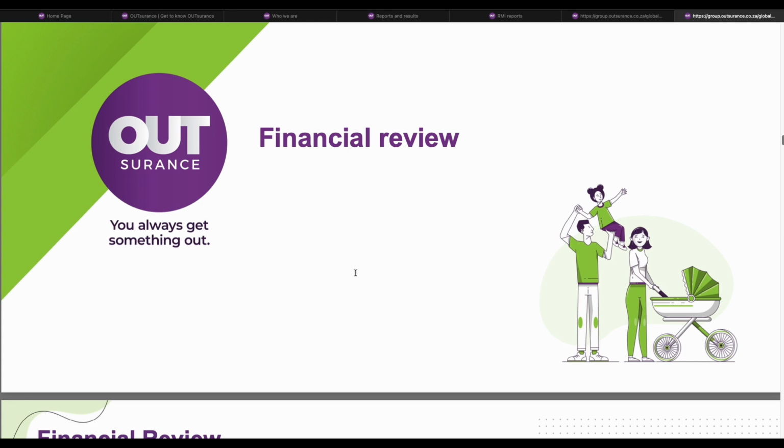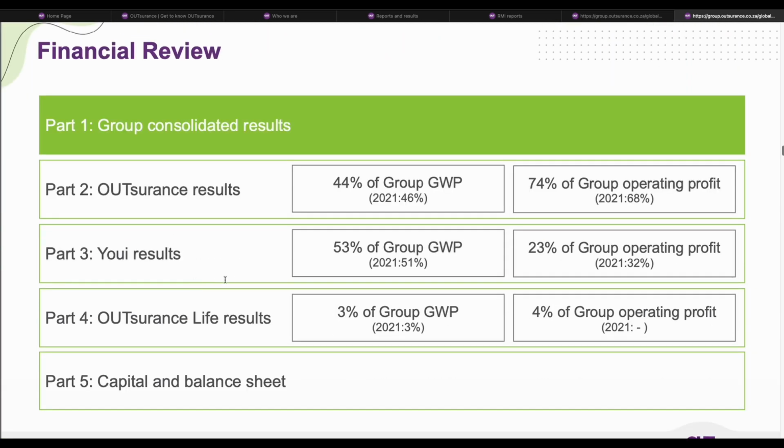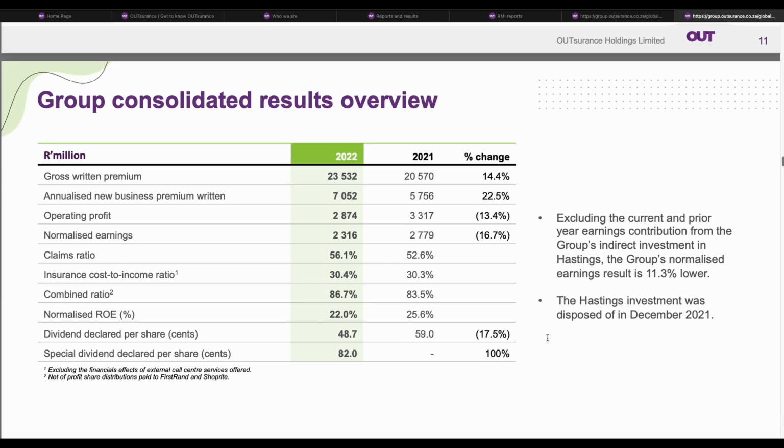So when you look at the financial review at the group level, not for individual companies, we can see that OUTsurance has about a 74% profit. Remember, it's OUTsurance and U, which operates in Australia. So the South African business contributes about 74% of that operating profit. And then there are other small segments there that contribute as well.